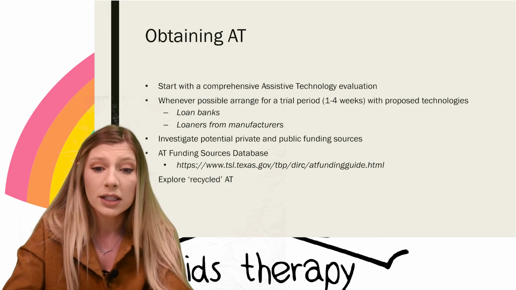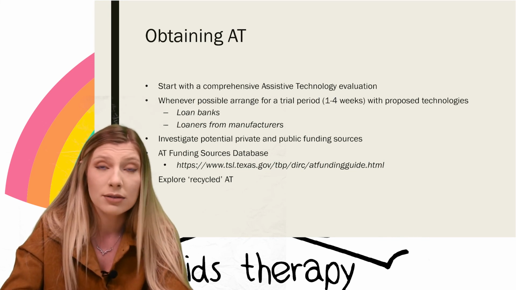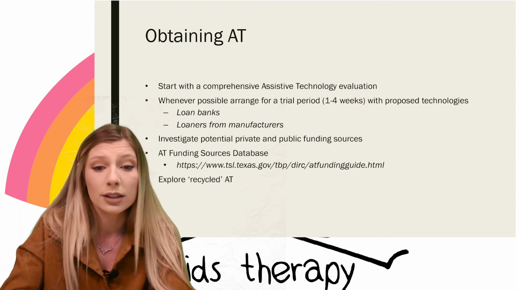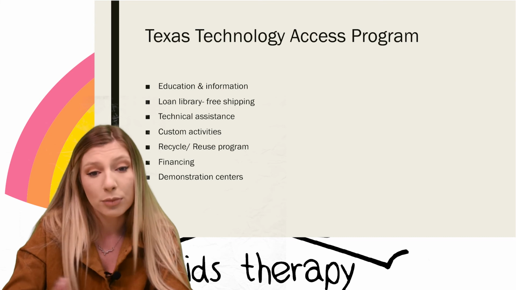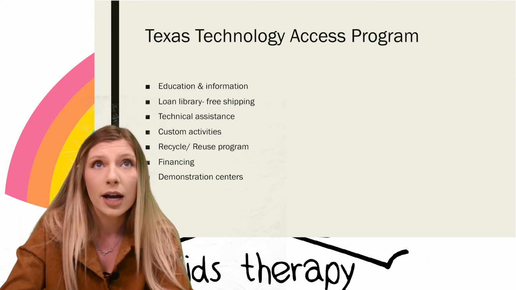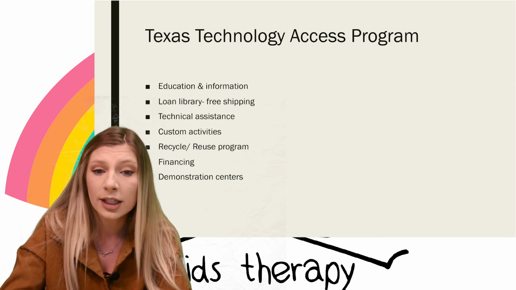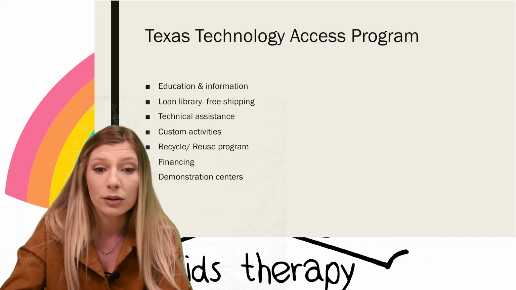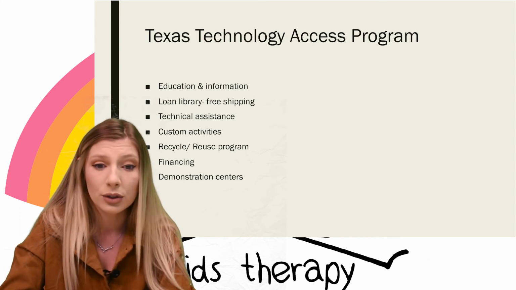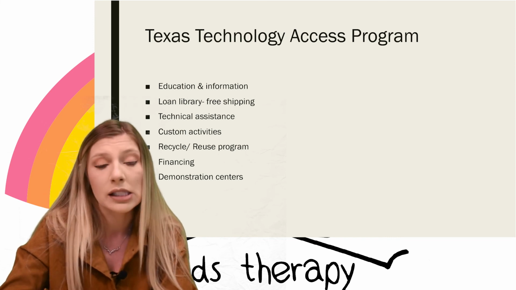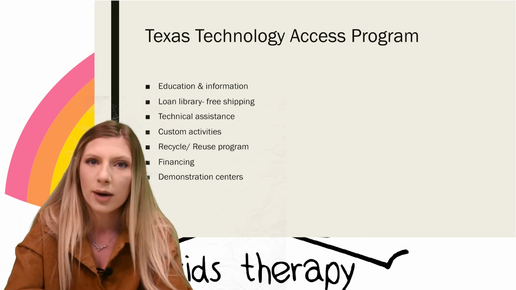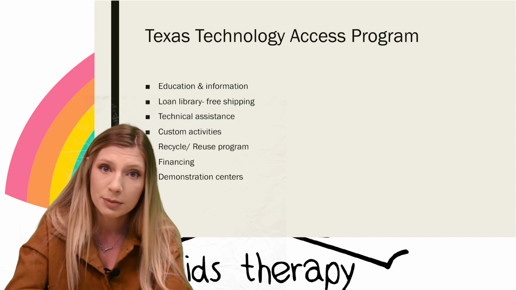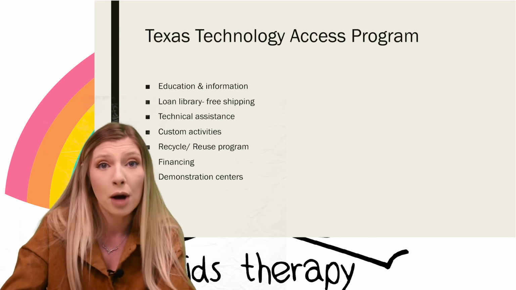There's also public funding sources. Texas has some great funding sources that I have included in this presentation. The Texas Technology Access Program, that's the program through the university. They provide so much. They will educate you, provide you with information. Their loan library is absolutely free to use. They will provide tech assistance if you're having a hard time utilizing your device or something's not working quite right. You can just call them up. They're very nice people, and they will help you problem solve through that.